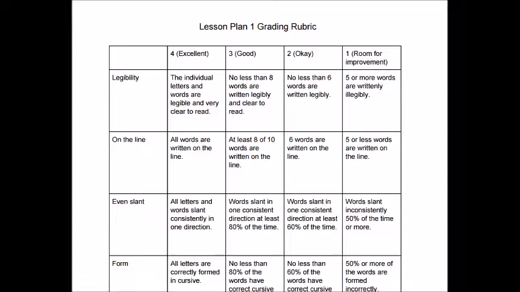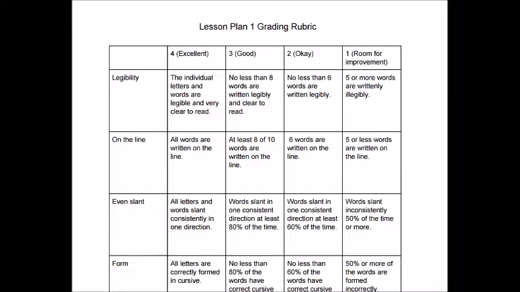Okay, so this is the rubric for my first lesson plan. I have the criteria broken down into 4 different points. We have legibility, on the line, even slant, and form. For each of the criteria, I have 4 points that you can grade them on, from 4 being excellent, 3 being good, 2 being just okay, and 1 definitely needing room for improvement.